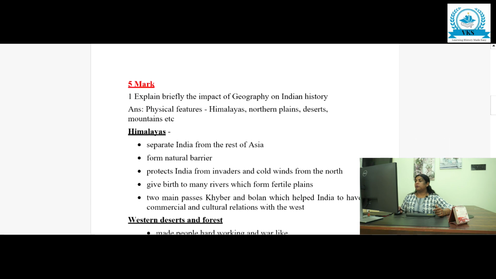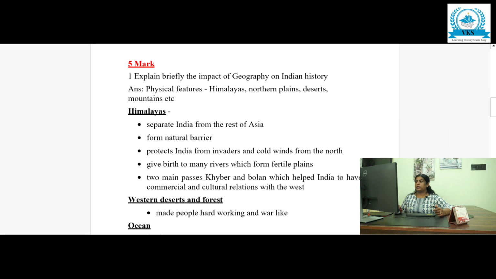Now moving on to the important 5 mark question from this chapter. Explain briefly the impact of geography on Indian history. See, now regarding 5 mark and 10 mark questions, I will be explaining in short the main points which you should write as the answer. Detailed explanation if you want, you can go to the chapter wise videos.